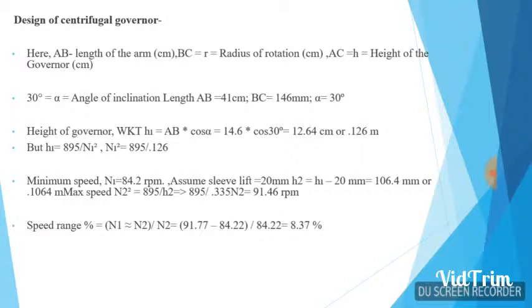Assume sleeve lift is equal to 20 millimeters. h2 is equal to h1 minus 20 millimeters, is equal to 106.4 mm or 0.1064 m. Max speed: n2 square is equal to 895 upon h2, that equals 895 upon 0.335, n2 is equal to 91.46 rpm. The speed range percent is n2 minus n1 upon n1, is equal to 91.77 minus 84.22 upon 84.22, that equals 8.37%.